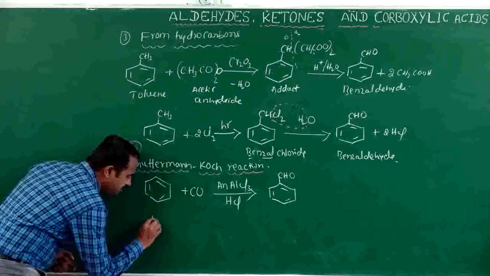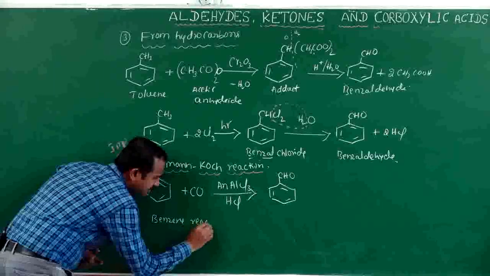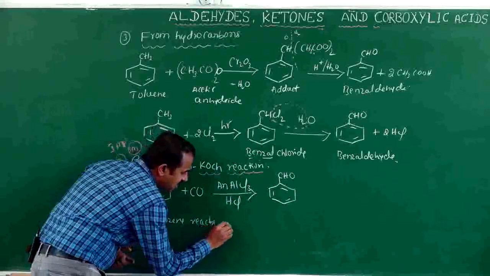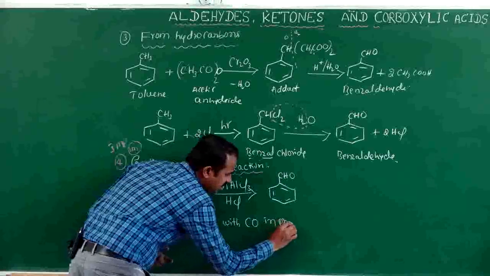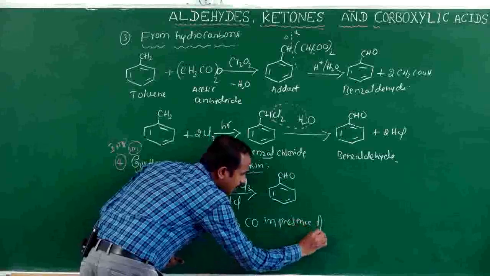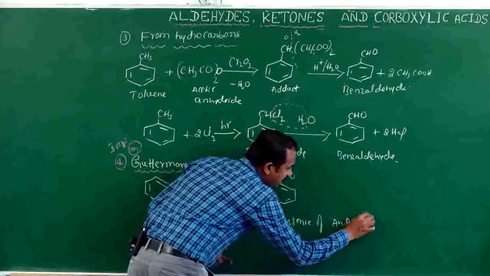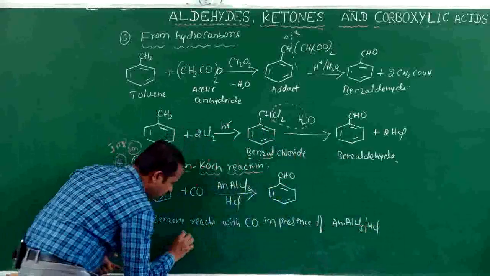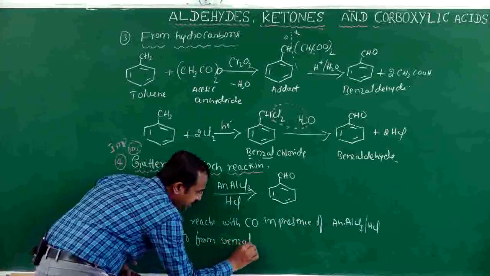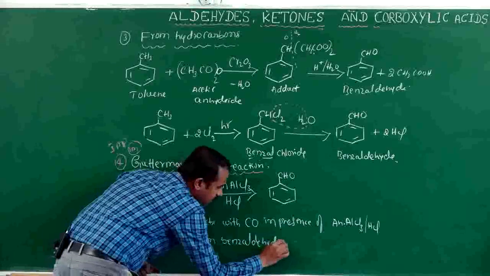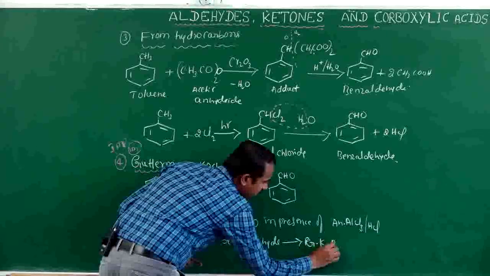Definition: when benzene reacts with carbon monoxide in presence of anhydrous aluminum chloride and hydrochloric acid to form benzaldehyde, this reaction is called the Gattermann-Koch reaction.